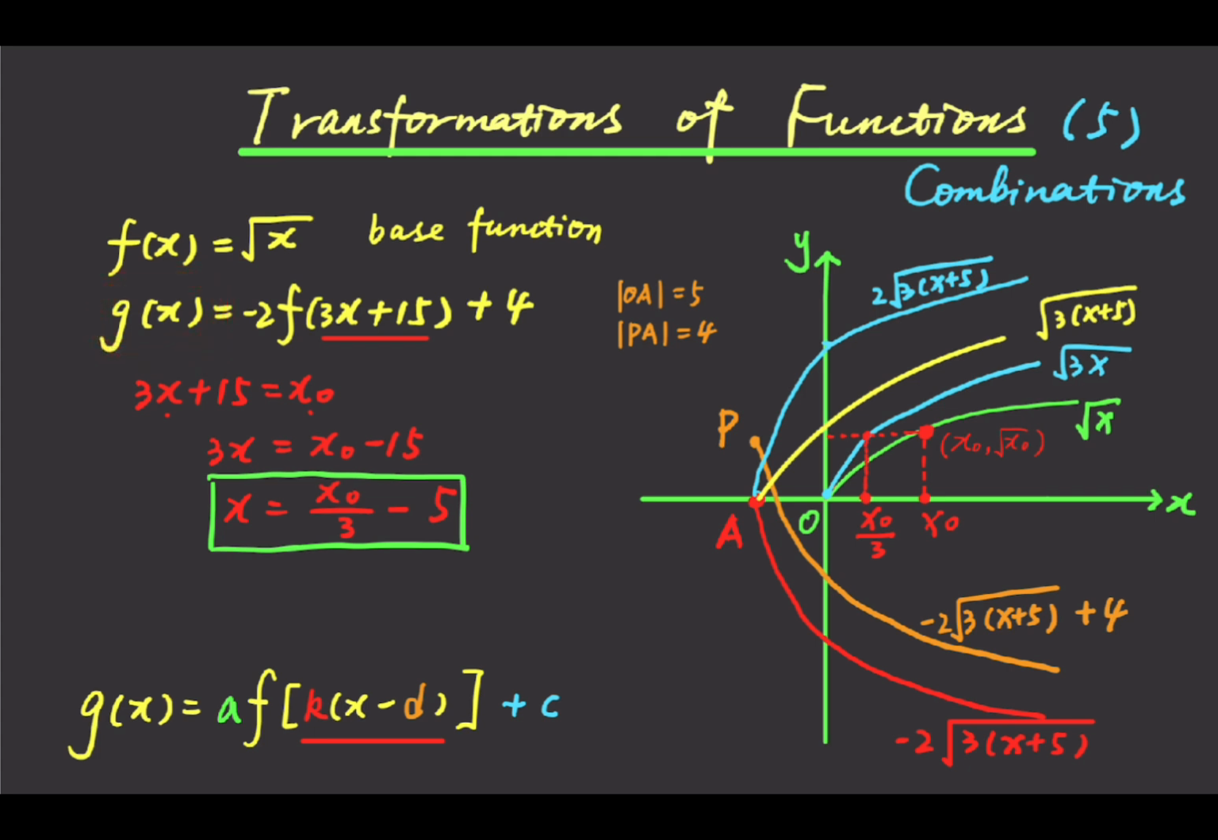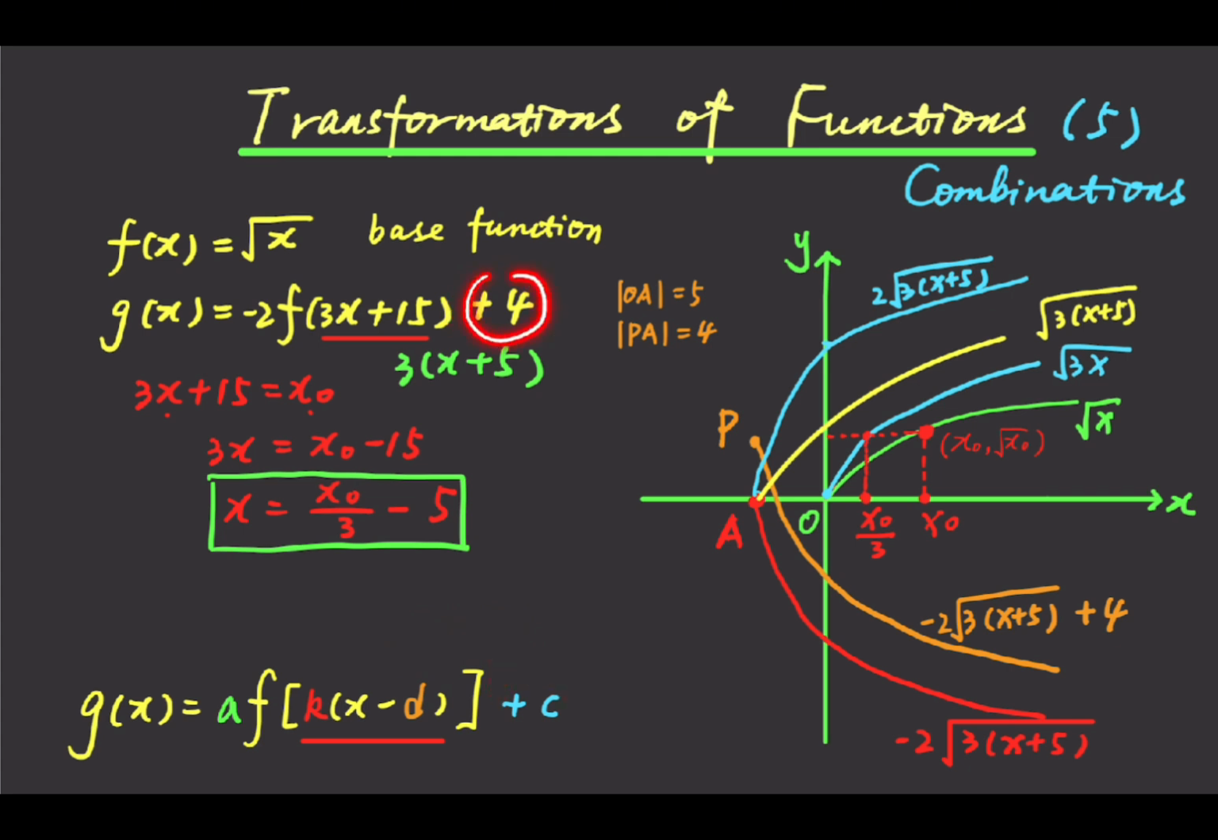Now let's summarize the method if we want to transform this function to this function. Here we must make some changes to this expression. First, we need to factor 3 out of the bracket. So inside the bracket, it should be x plus 5. It is just like k(x minus d): k equals 3, and x minus d equals x plus 5. So here d should be negative 5.